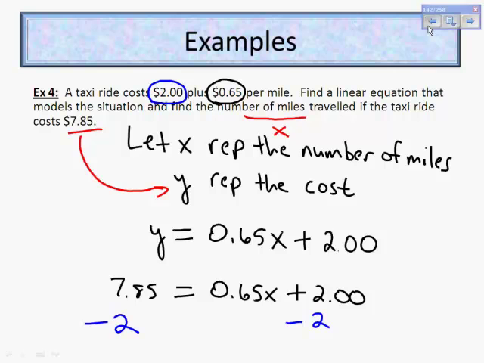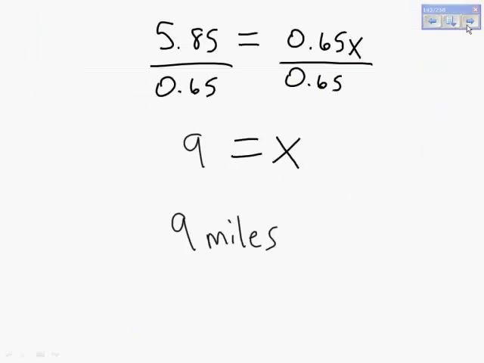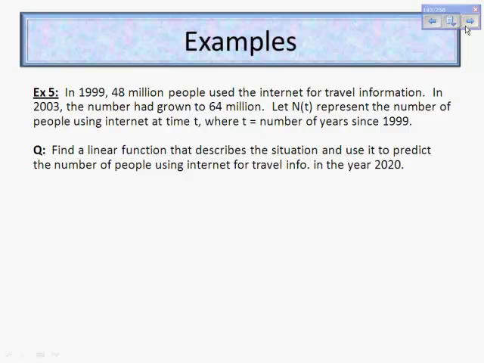So now let's look at an example where they're not going to come right out and just tell you everything that you need to know. So let's take a look at an example here. It says in 1999, 48 million people used the internet for travel information. It says 4 years later, in 2003, that number had grown to 64 million.